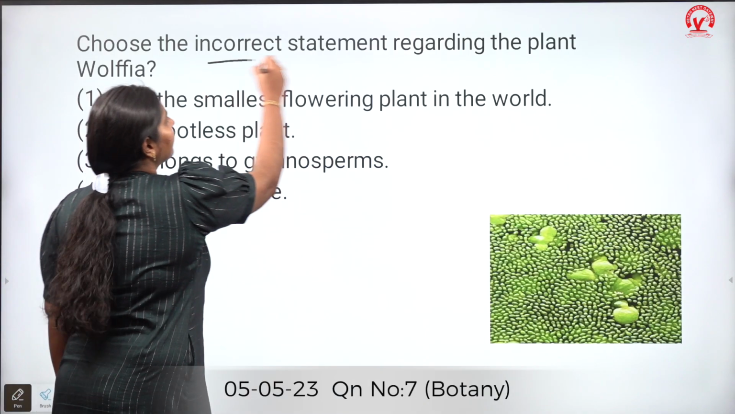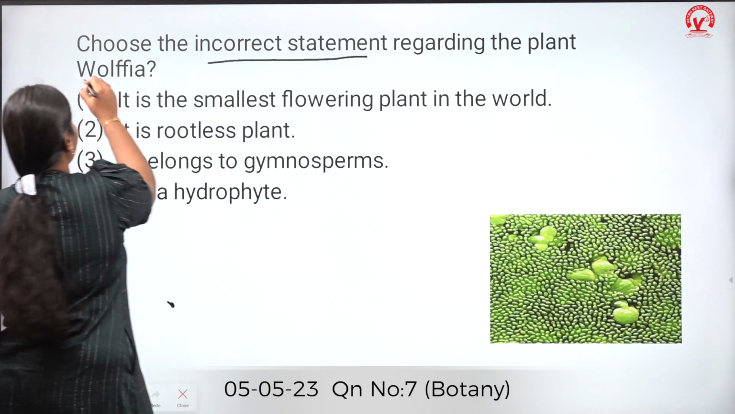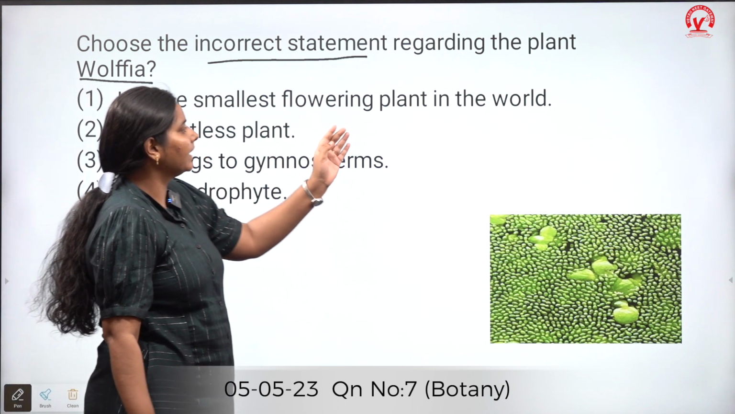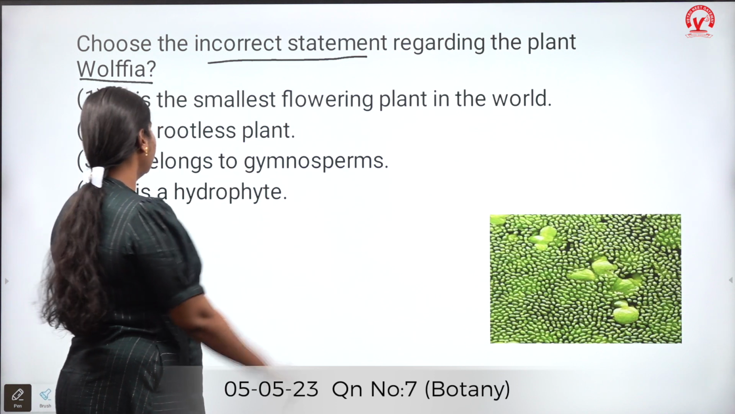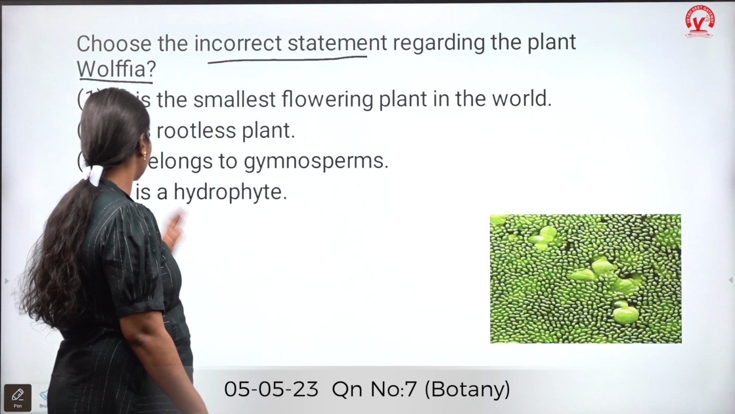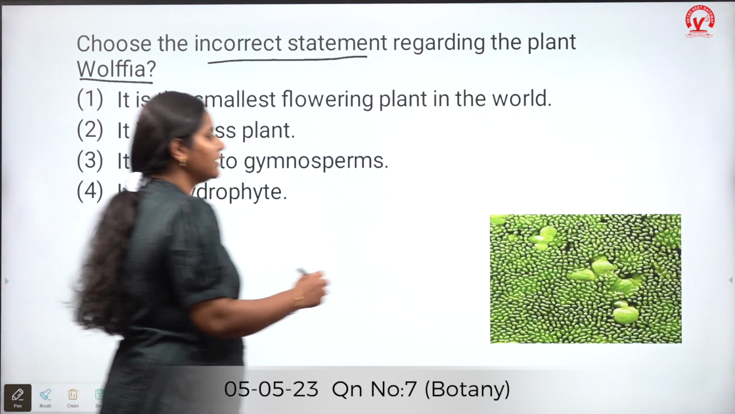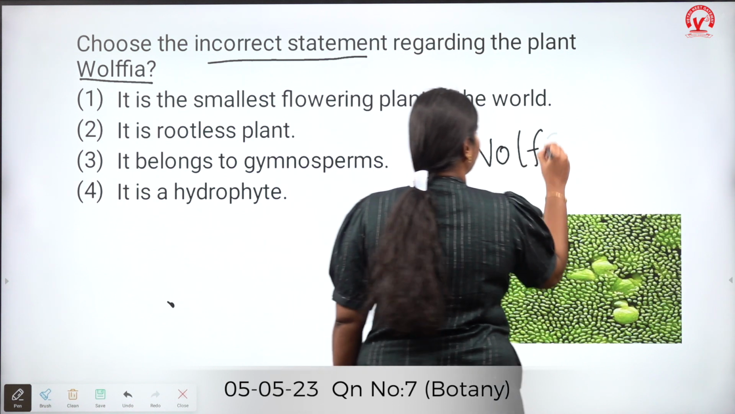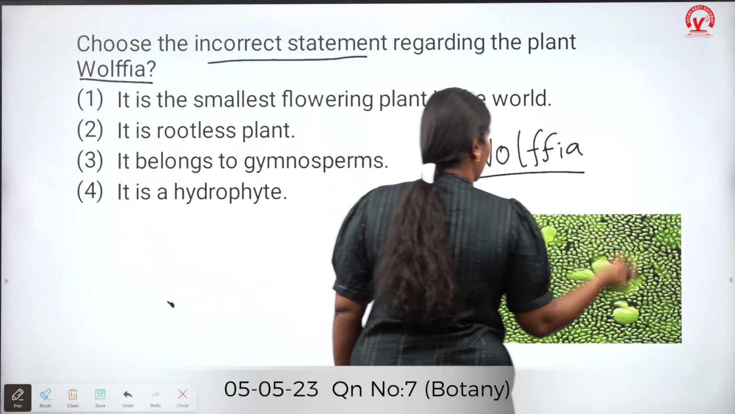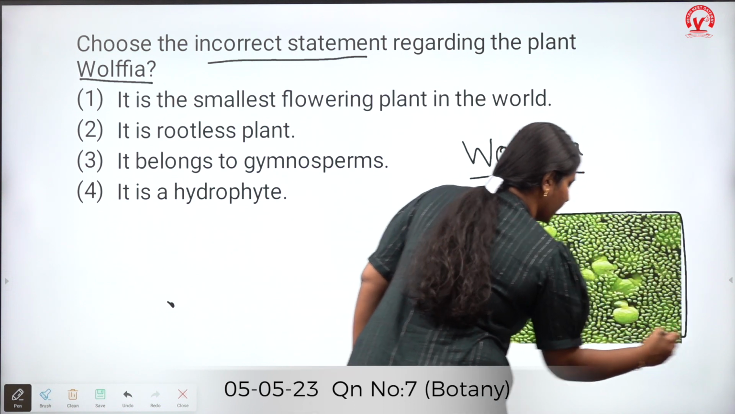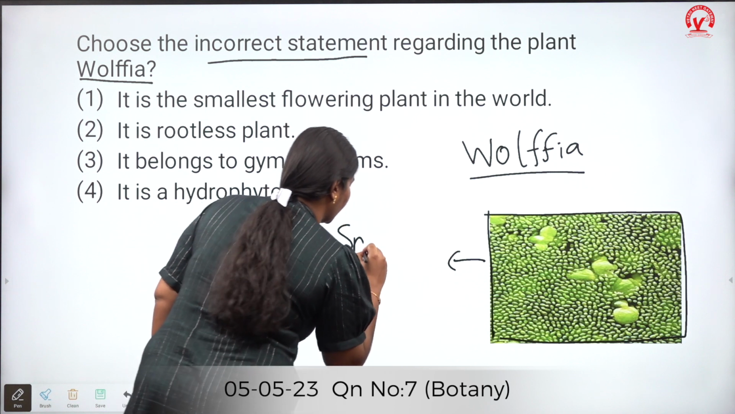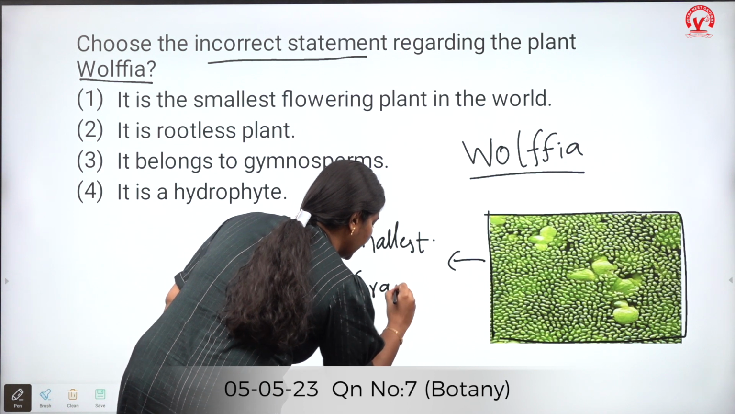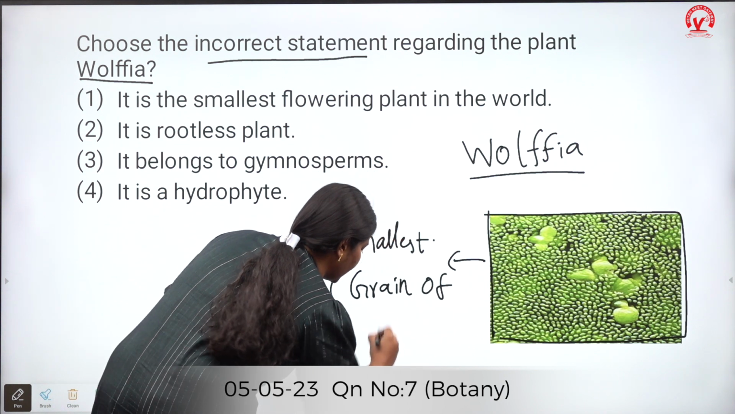Choose the incorrect statement regarding the plant Wolffia. Here they are given 4 options. It is the smallest flowering plant in the world. It is a rootless plant. It belongs to gymnosperms. It is a hydrophyte. First, we need to know what Wolffia is. This Wolffia is the smallest flowering plant in the world, which is the size of a grain of rice.